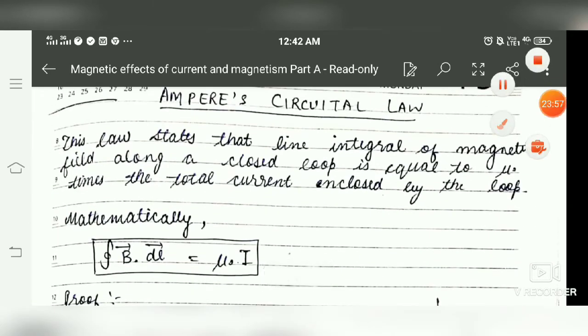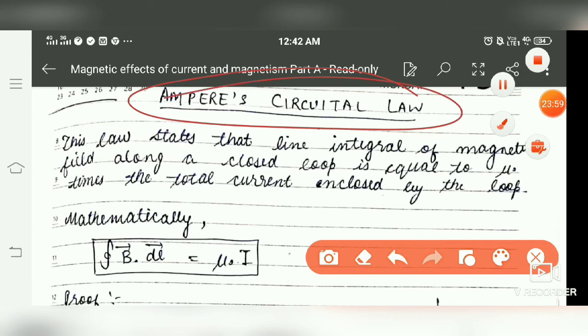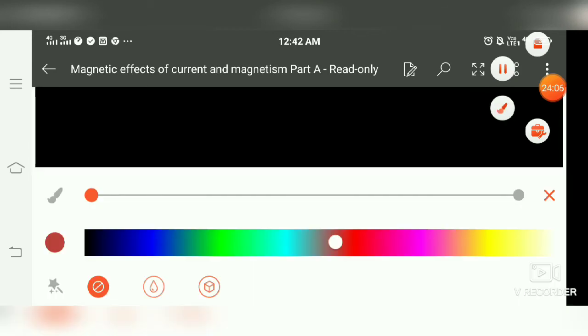Next is Ampere circuital law. Now what does Ampere circuital law state? It states that the line integral of magnetic field around a closed path is equal to mu naught times the current threading across the circuit.